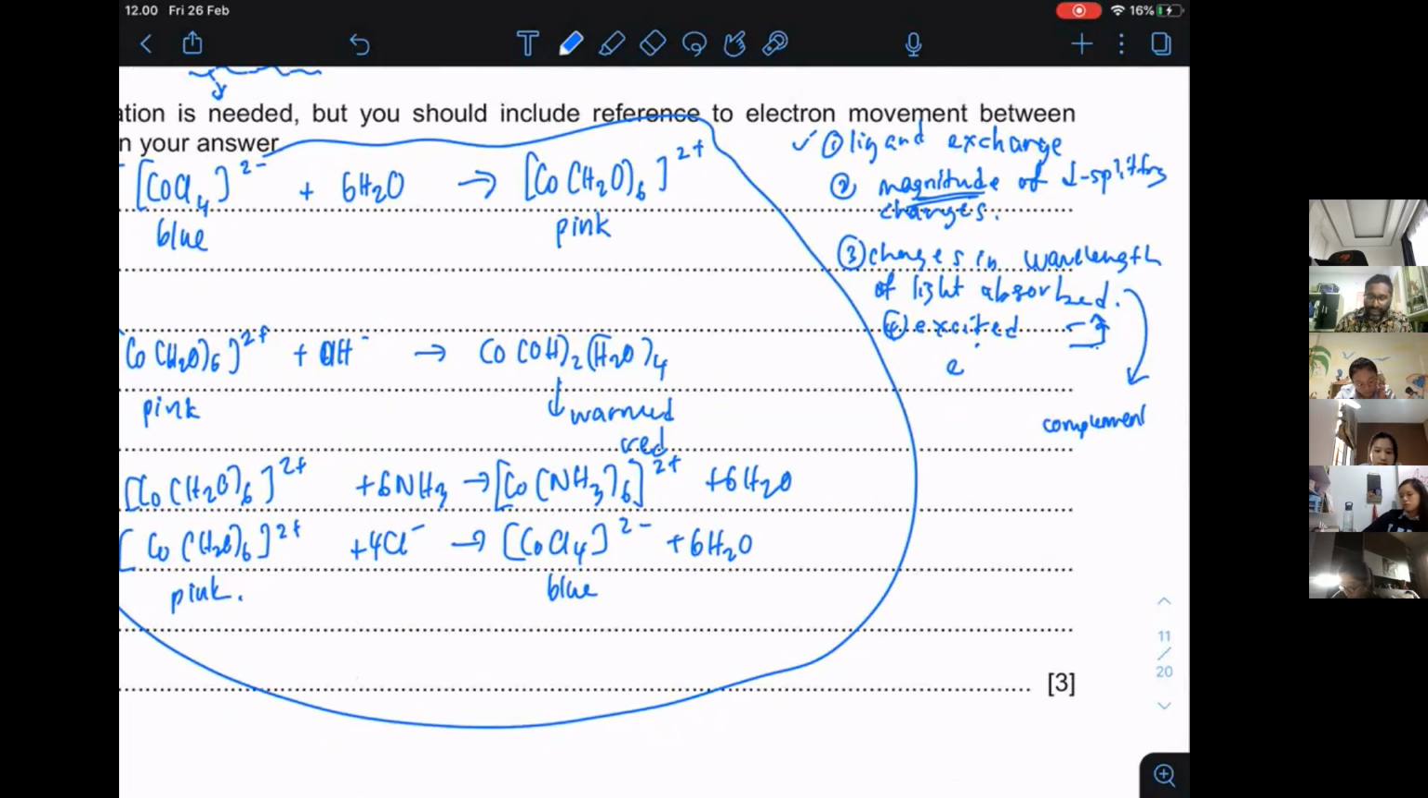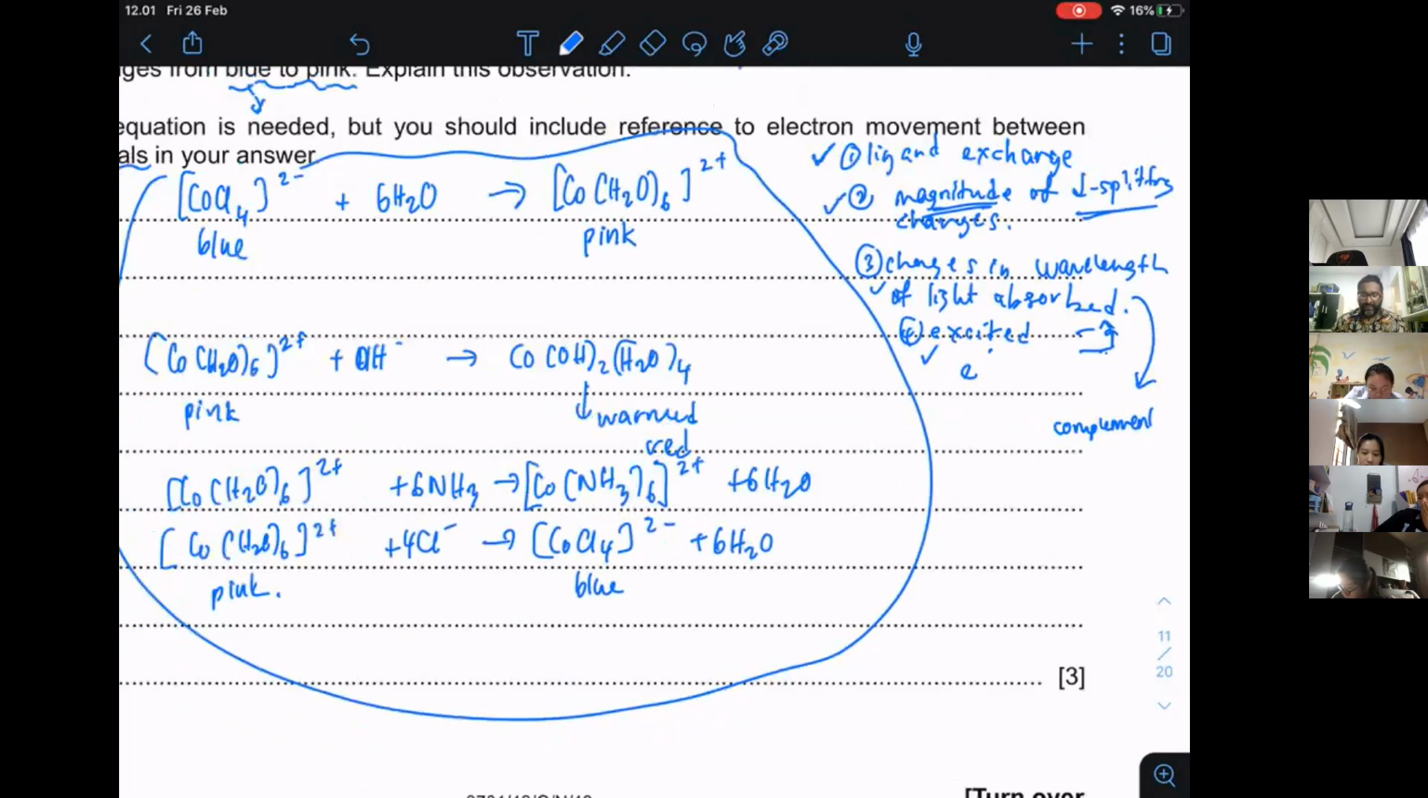Here, what are the points that they are looking for? They are looking for ligand exchange. They are looking for the magnitude of the d-splitting being different. Then the change of wavelength of the light that is being absorbed, and you need to mention the electron being excited from lower energy to higher energy. And then the complementary colors will be different because different energy is going to be absorbed. So that is going to be your answer.